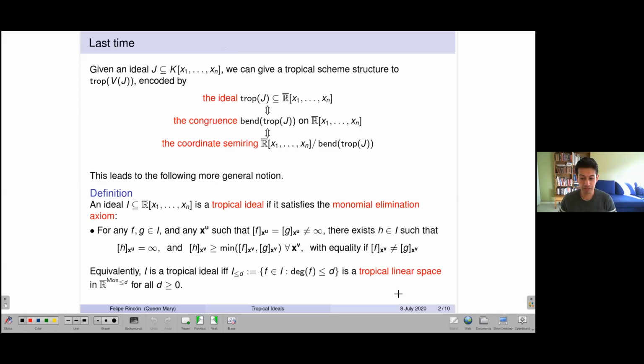If you have heard about tropical linear spaces, then this monomial elimination axiom is just telling you that if you consider the polynomials in your ideal of degree at most d for any d, so if you truncate your ideal at some degree d, then those polynomials must form a tropical linear space in the corresponding affine space where they live. If you have a different favorite way of thinking about tropical linear spaces, that's also a valid definition. So that was the definition of tropical ideal that we had last time.